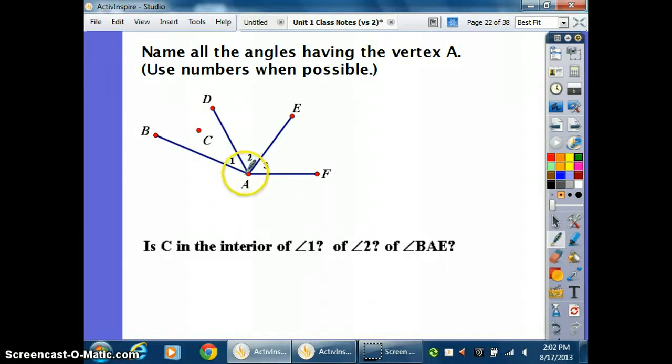Angle 1 is made up of the rays AB and AD. So we'll just call it angle 1. Then we have angle 2, and we have angle 3.